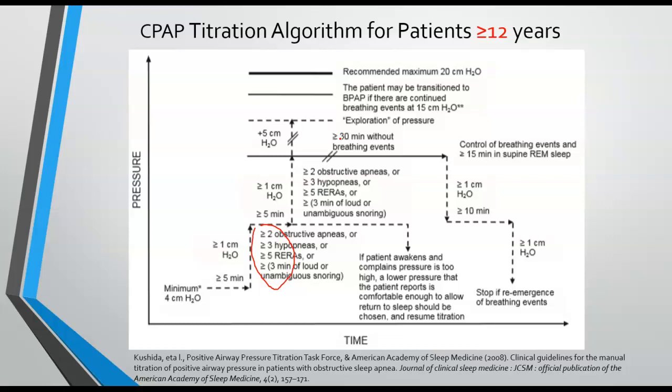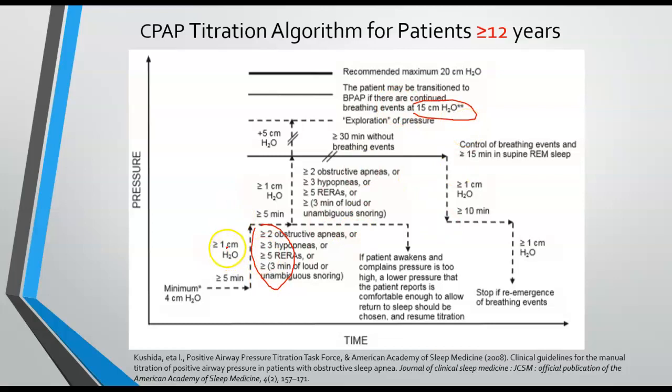Just observe and monitor. If you see further respiratory events later, then you might have to increase. If not, you can keep it at 8 itself, for example. Then there is an option for exploratory purposes for up to 5 centimeters, and there are down titration guidelines also. But if you reach a CPAP of 15 or more and the respiratory events are not controlled, even with a CPAP of 15, you may transition to BiPAP.